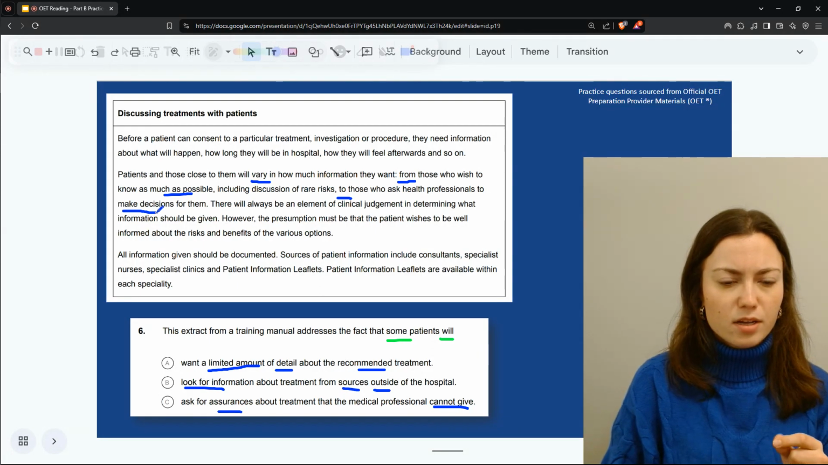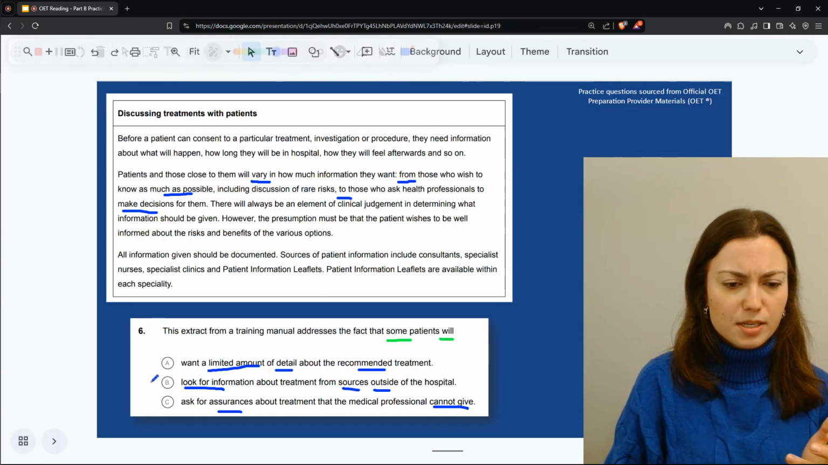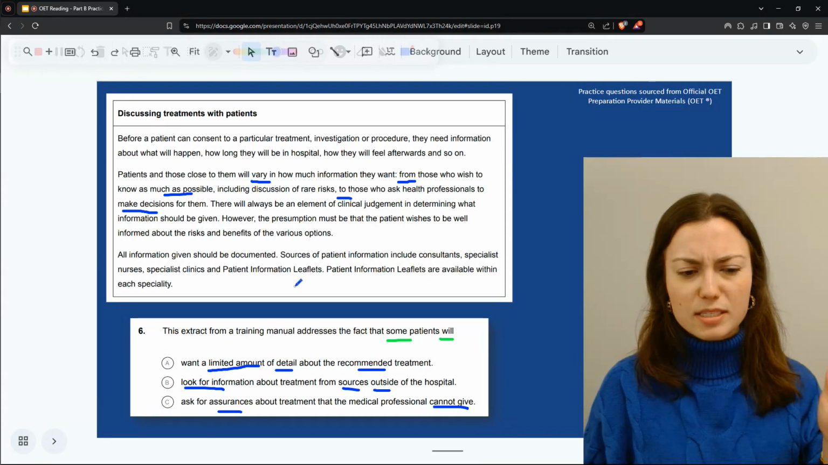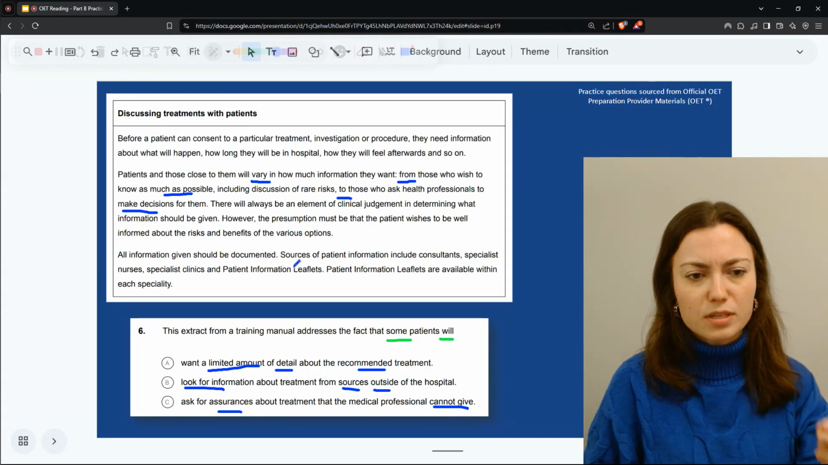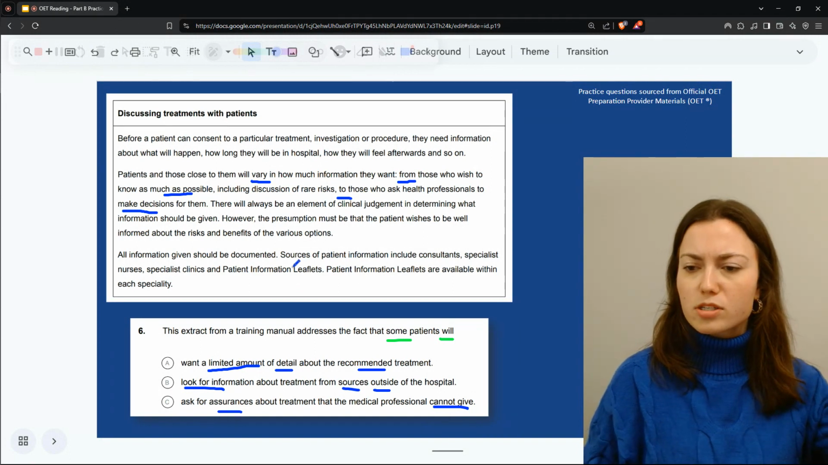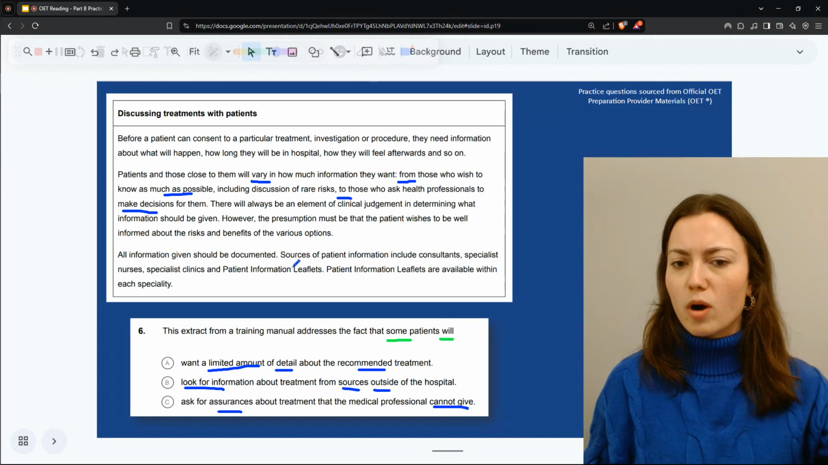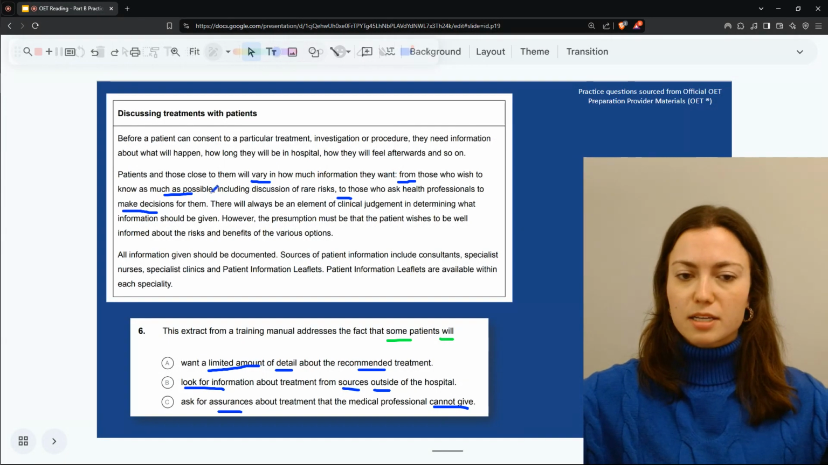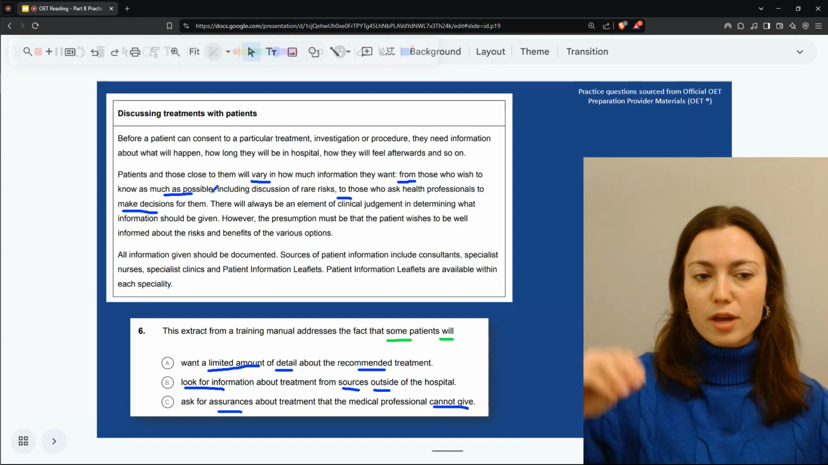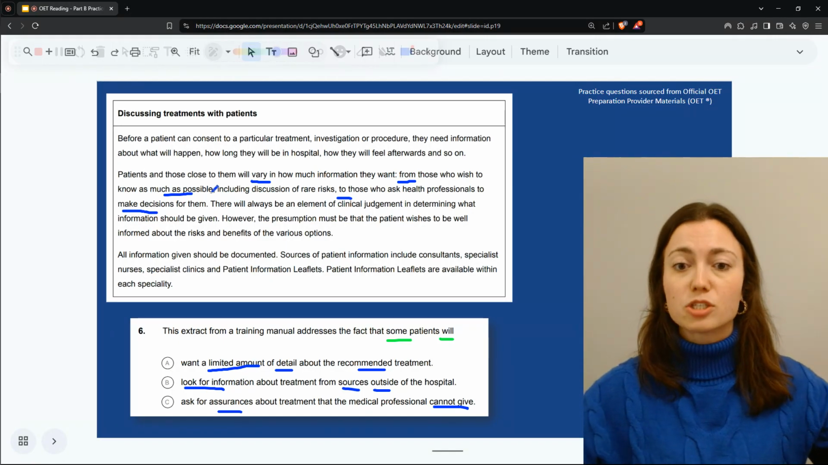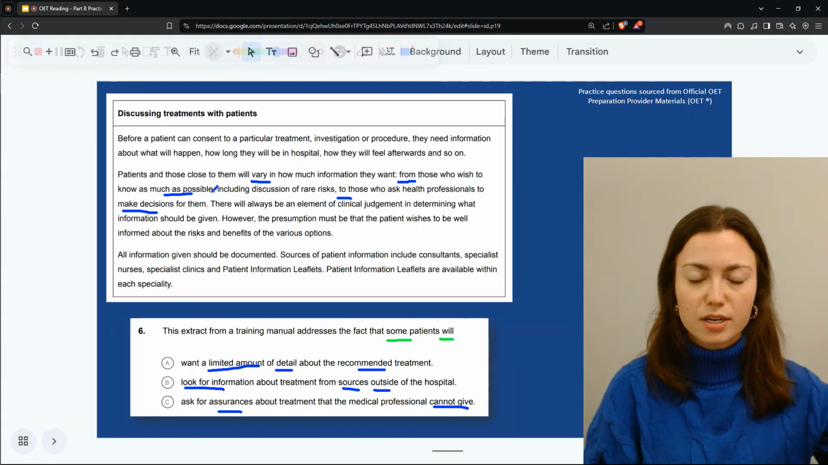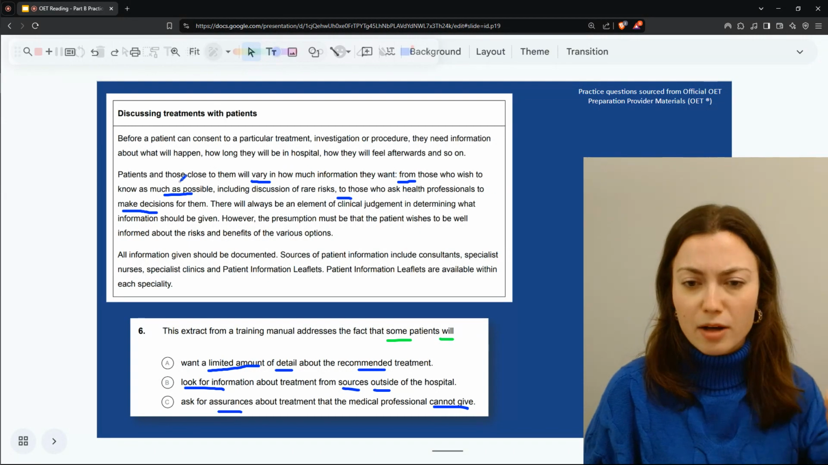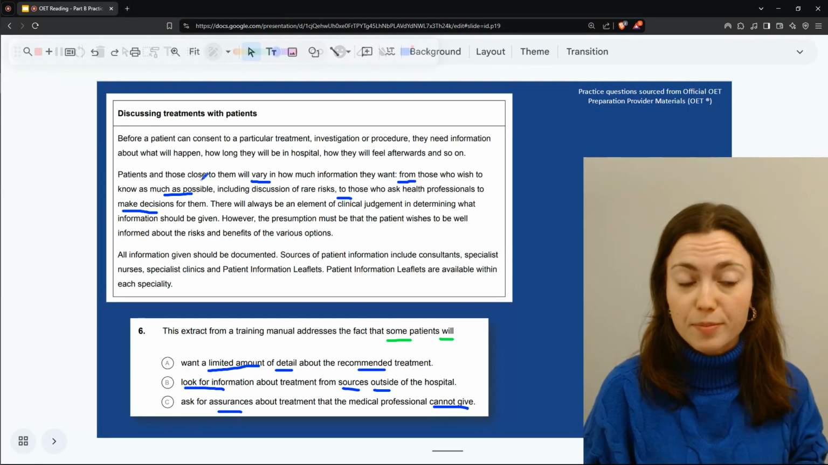Okay, so if I look at my options here, there's nothing immediately that tells me it's any of them, but look carefully again. So what are some of the patients wanting? Some of the patients are wanting to know as much as possible. The language tells us that there's a contrast here, so therefore the other option is patients who don't want a lot of information, and how that's expressed here, who ask health professionals to make decisions for them.